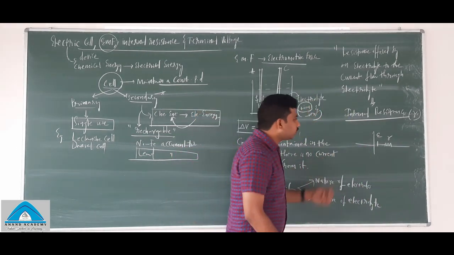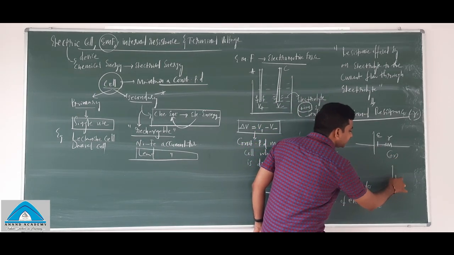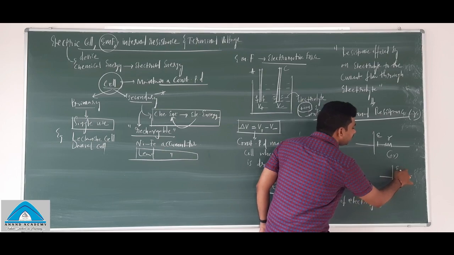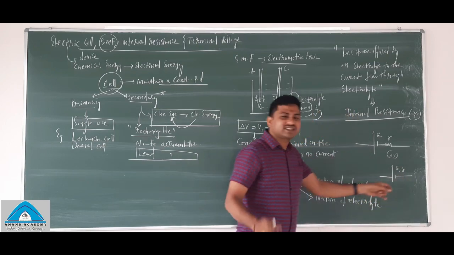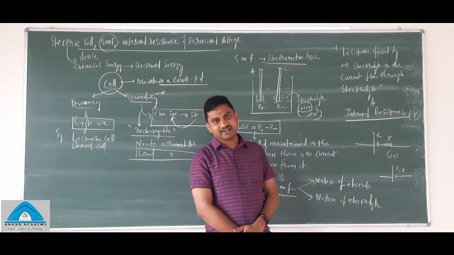And one more important point here. This can also be represented in this way. So see here, E comma r. E is the cell having EMF E and r is the internal resistance.